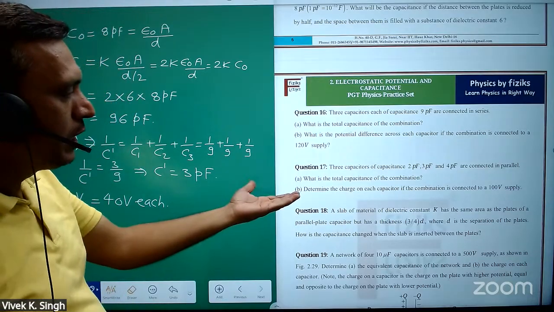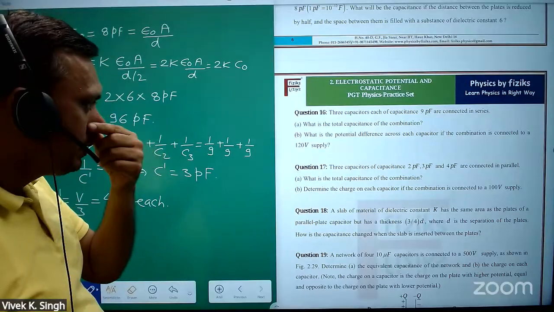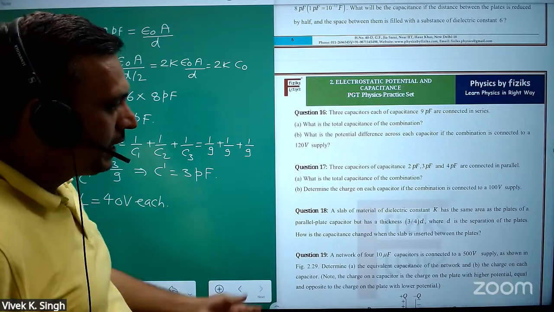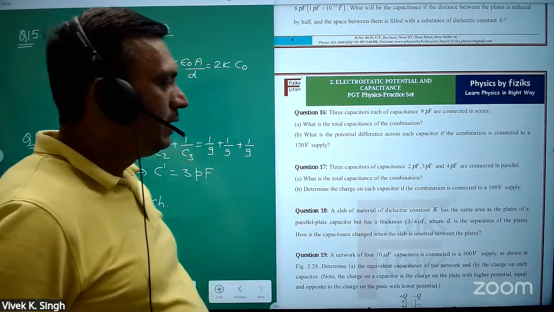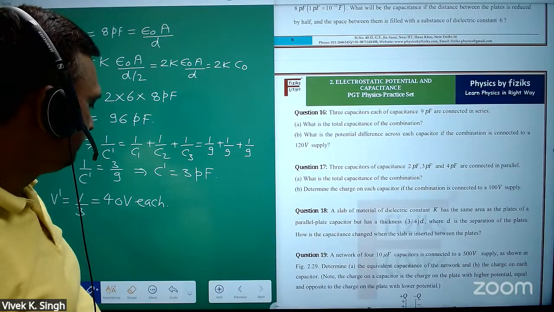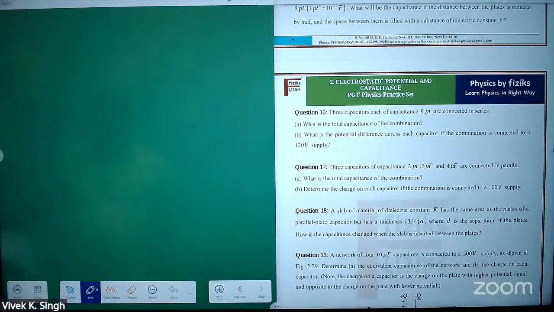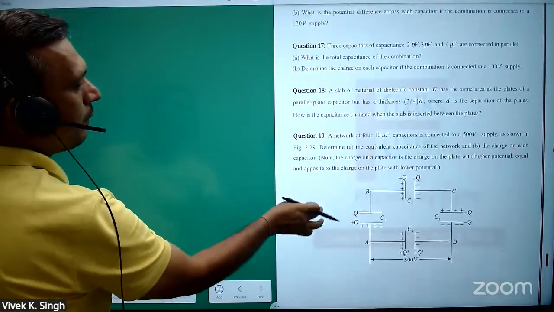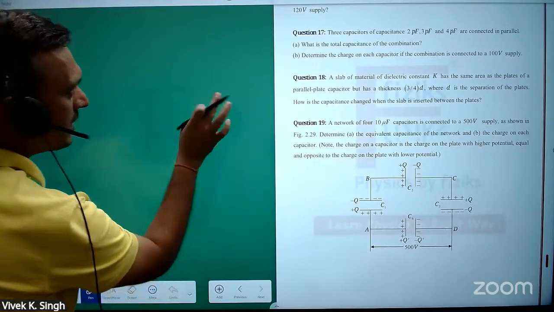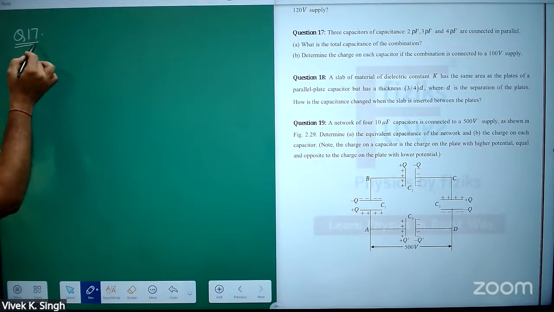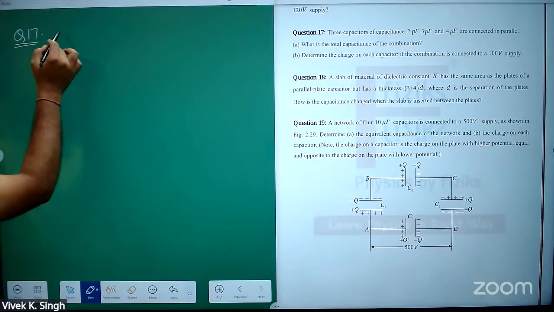In the same way, you can find it if you have 3 capacitors connected in parallel. What is the total capacitance? Determine the charge on each capacitor if connected to a 100 volt supply. So let's see what will be the charge on each capacitor. These are simple questions. Question number 17.